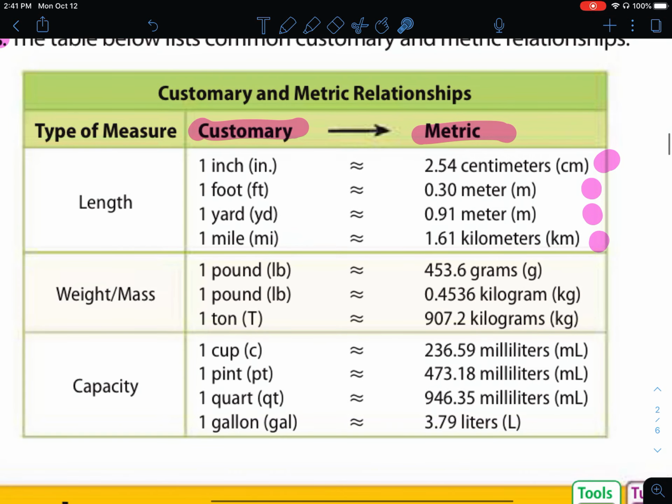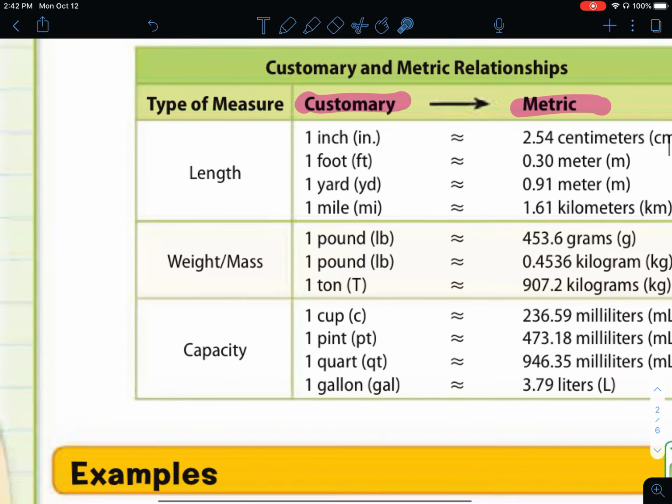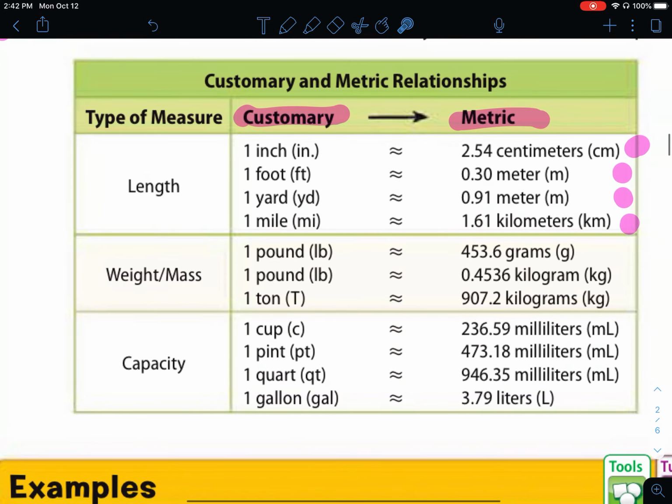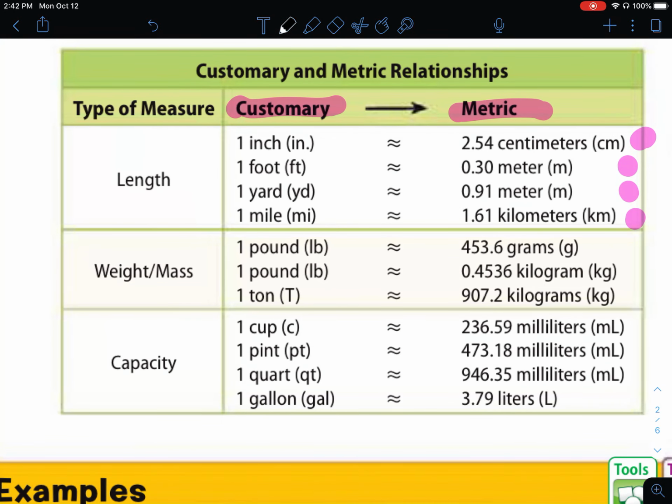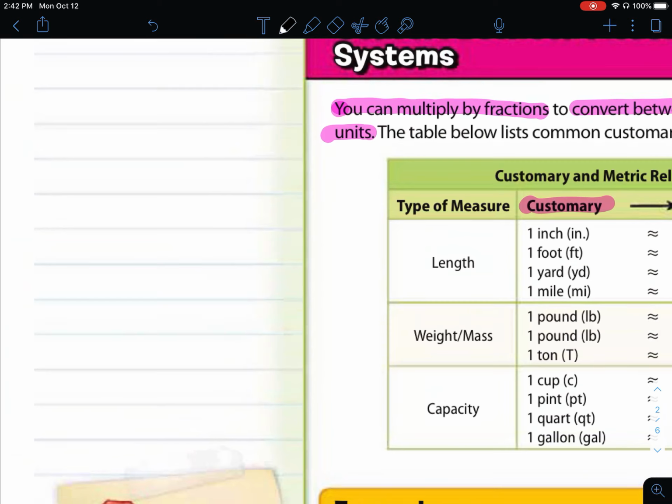Now you will need this particular chart, this particular table, for you to answer the questions that will be asked in this lesson. So make sure you have your book open to this page whenever you're doing the got it, the quiz, or the independent practice. Now, before we move on to example one, when we are converting customary to metric relationships, there is a term in math called dimensional analysis, and this is what we're going to use to convert.